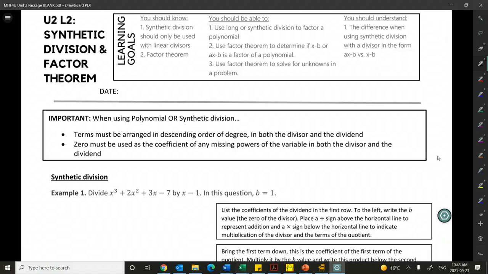All right, so last lesson we were working with polynomial division. There is also another type of division that we can use, and it's called synthetic division. I think you guys will like this a lot.